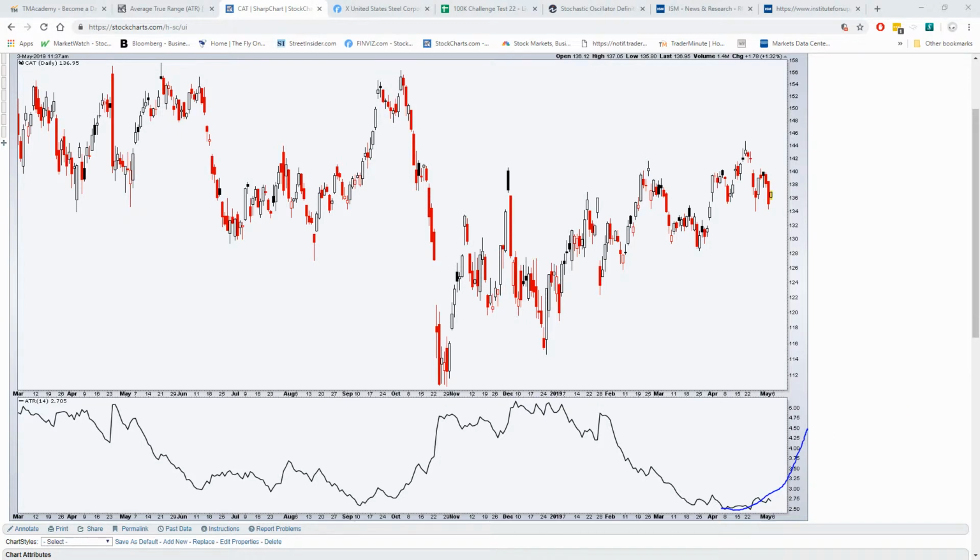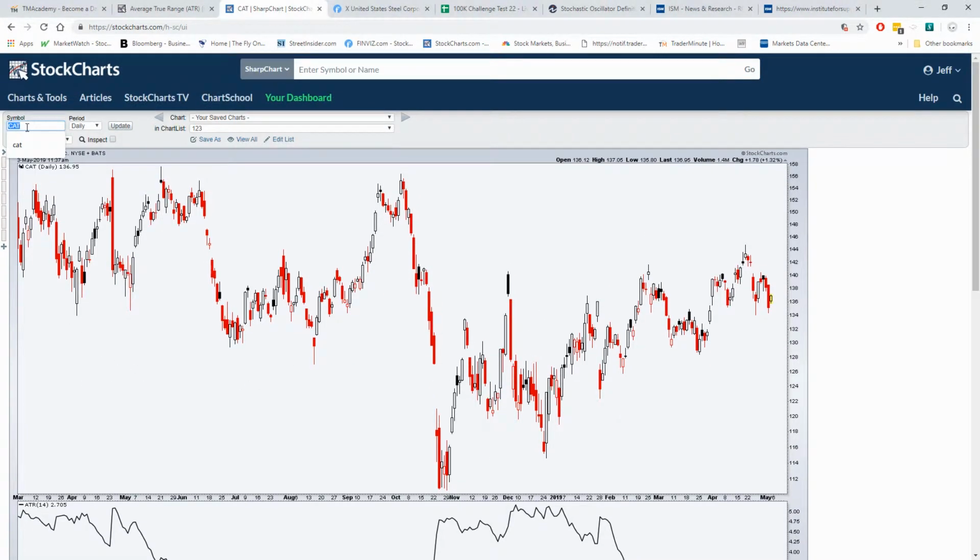Can you look for this? Can you scan for this? Can you find this? Well, the best way, just take your watch list and start going through it.